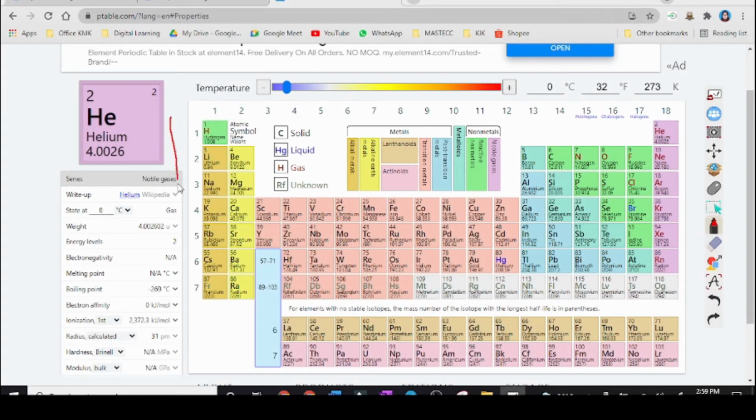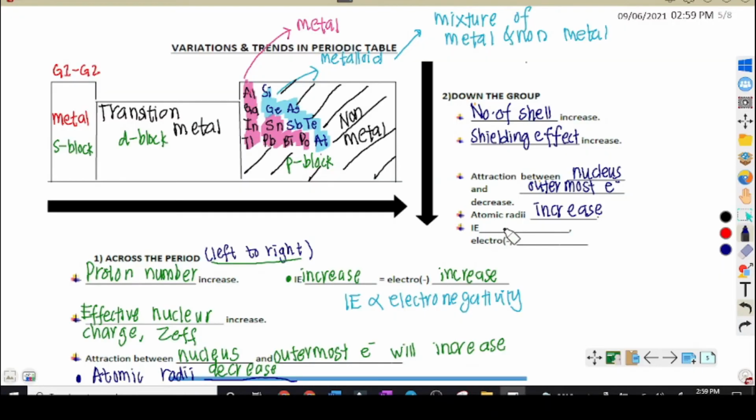Let's say we're moving down from group 1, lithium, to potassium. Lithium would have 2 shells, while potassium would have 4 shells, because n is equal to 4. So hence we say that the atomic radii increase, the size becoming bigger. So the IE will decrease, and the electronegativity will decrease as well.